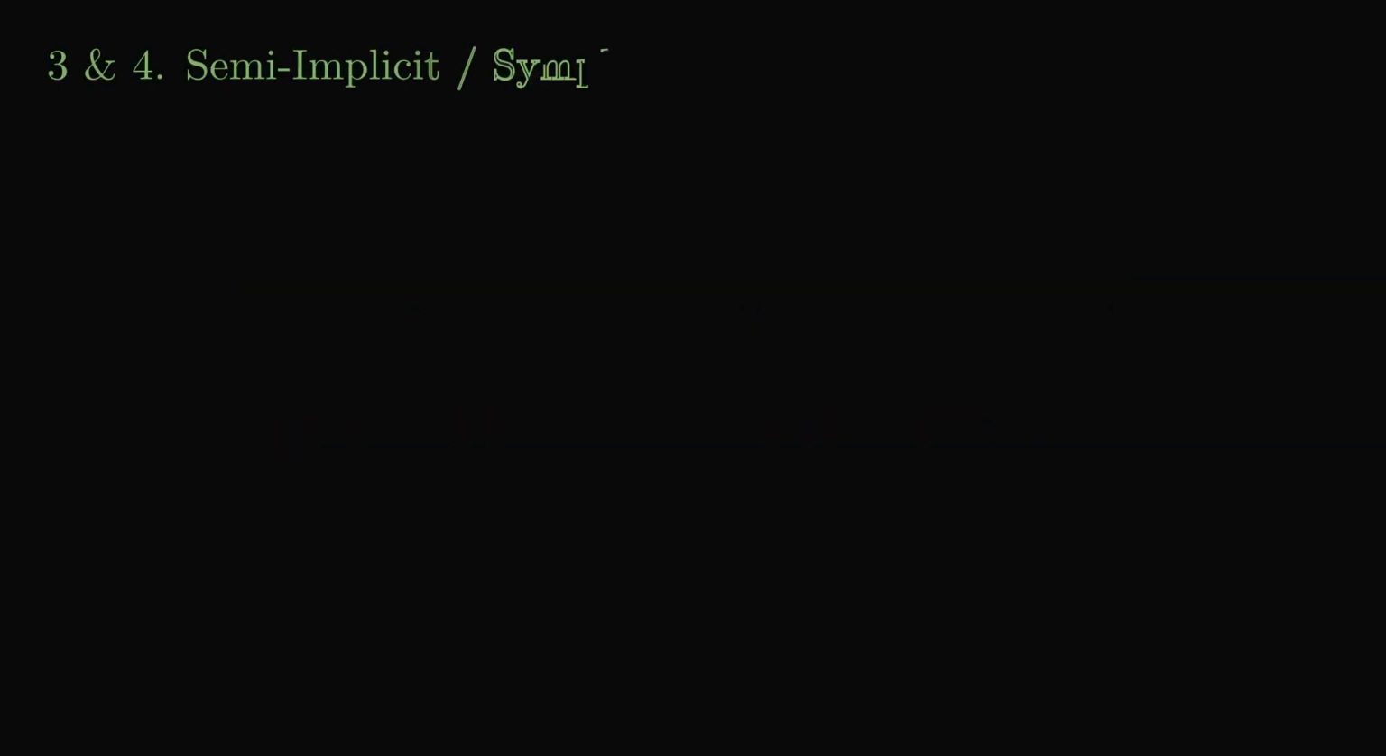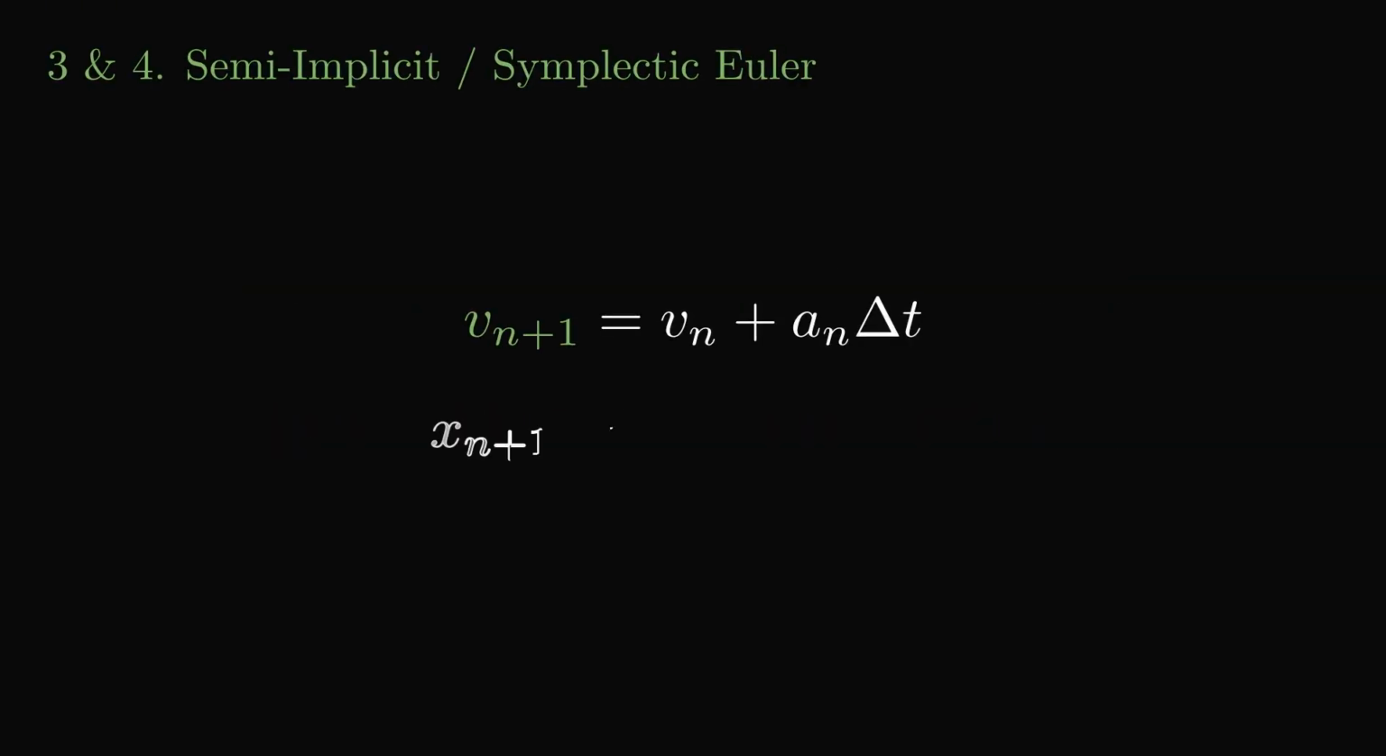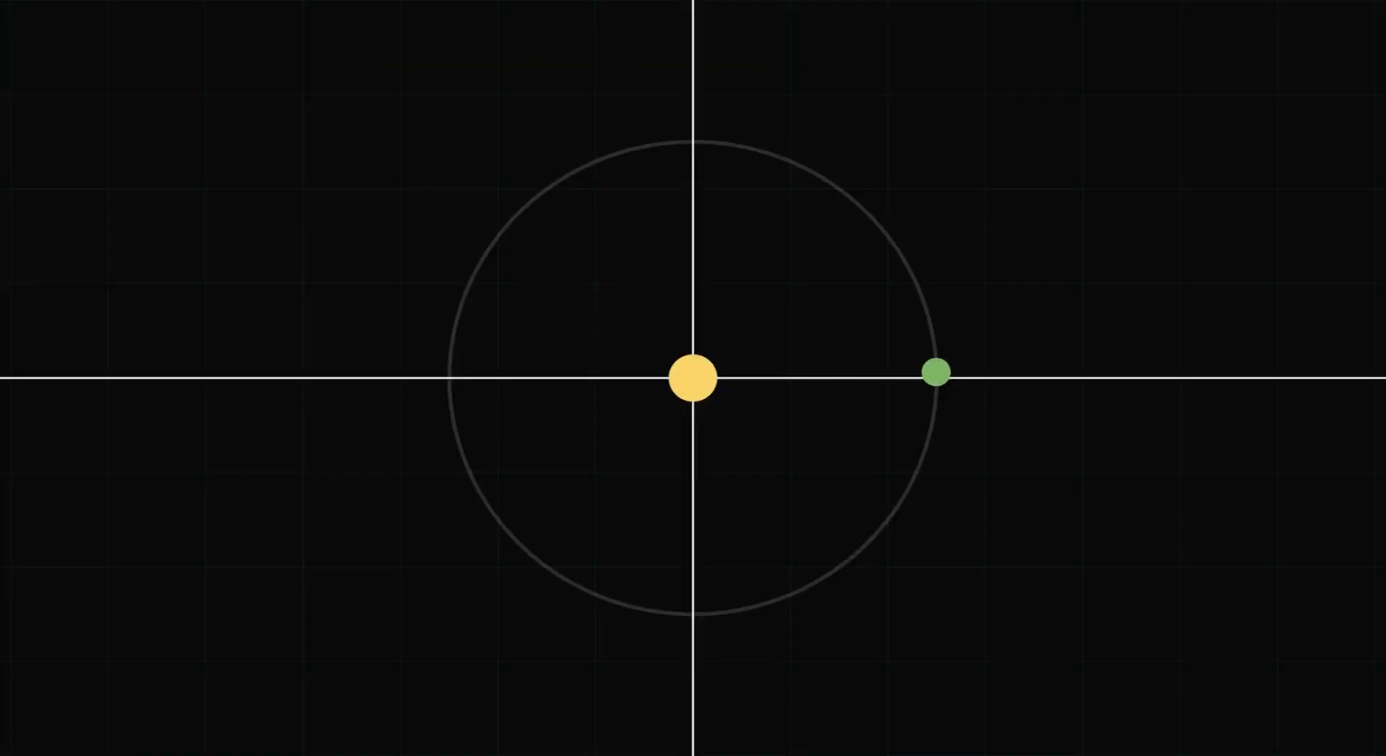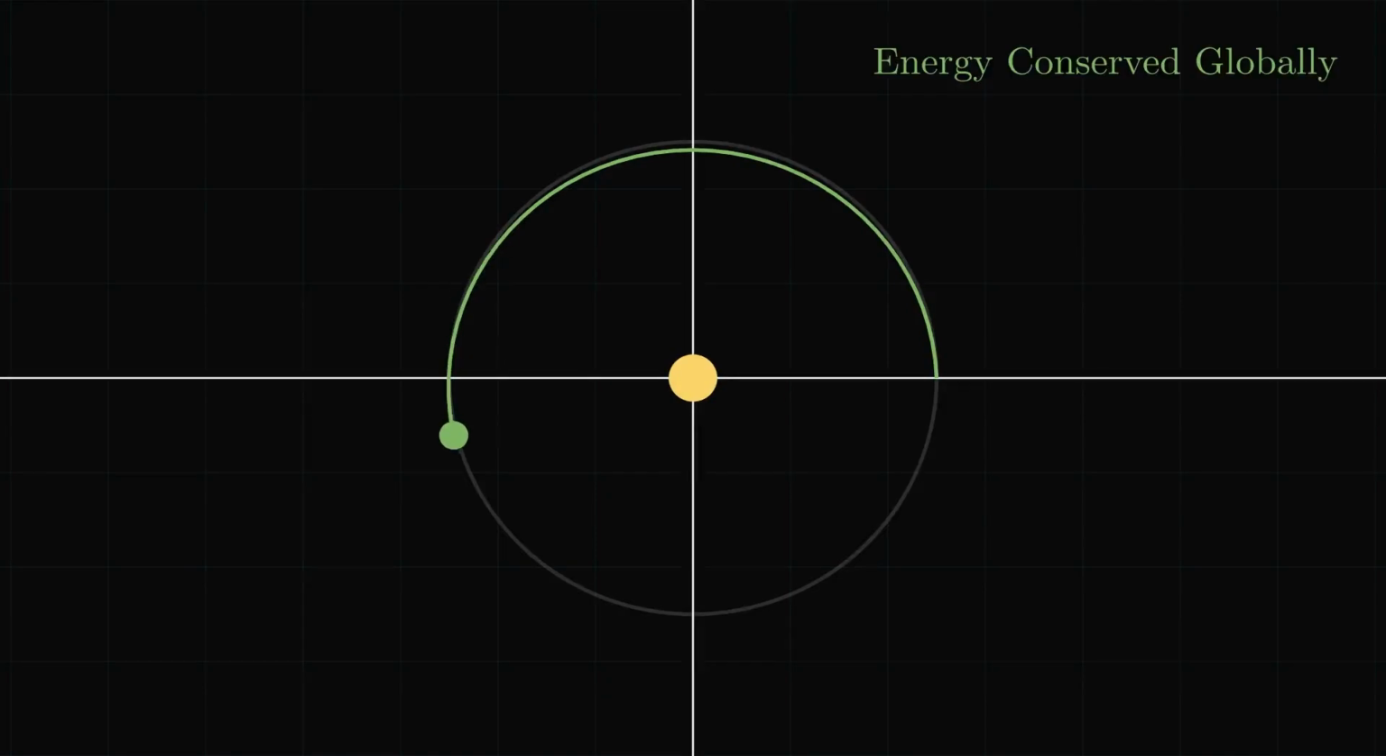A solution to the shortcomings of the Euler method is the symplectic or semi-implicit Euler method. By simply updating the velocity first and feeding that brand new velocity directly into the position calculation, the energy errors perfectly cancel each other out. It's incredibly cheap to compute, yet perfectly stable forever. It's the hidden engine driving almost every 2D physics system today.